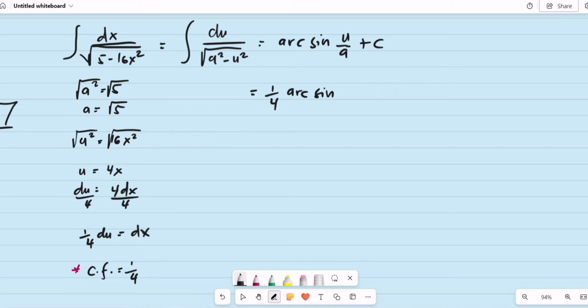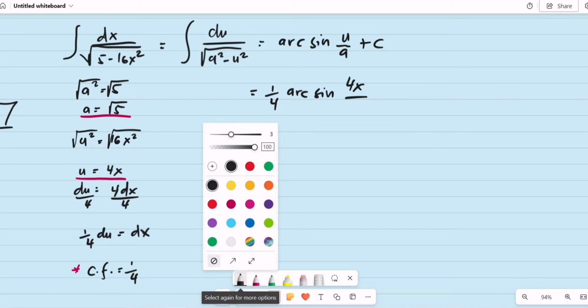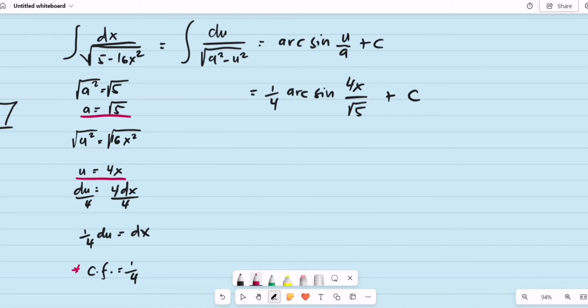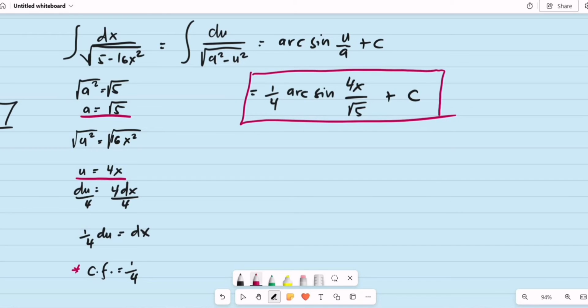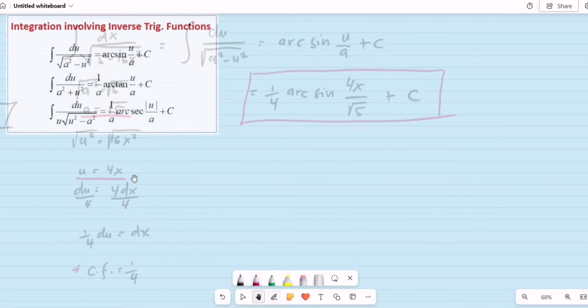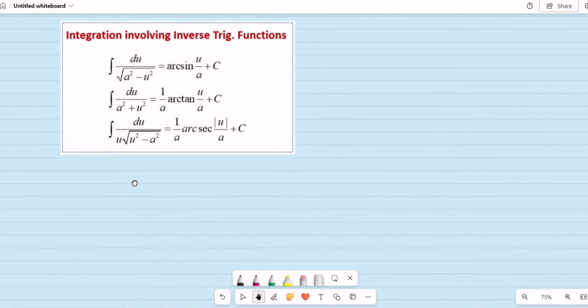So again, we go back: 1/4 of arcsine. What is the equivalent of u? The equivalent of u is simply equal to 4x. So we have 4x divided by the equivalent of a. The equivalent of a is simply equal to the square root of 5. So this is the square root of 5, plus the constant c. So this will be our final answer for the second example. Okay, so let's try another example.